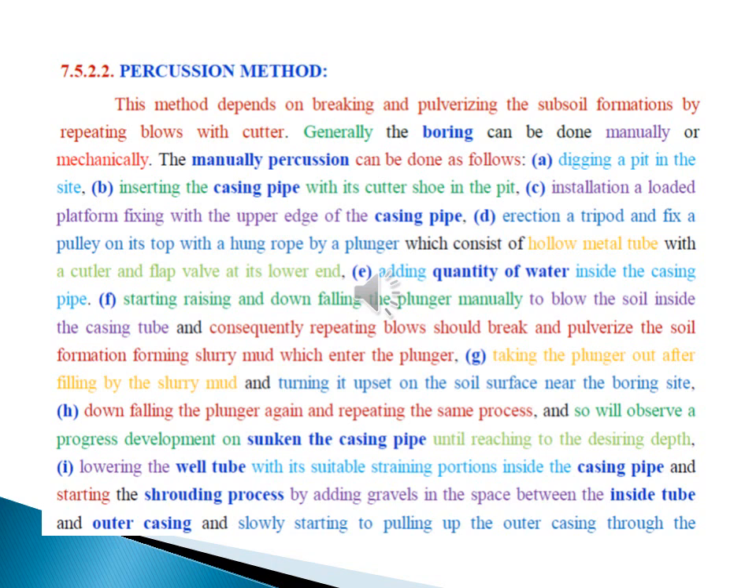Percussion method. This method depends on pricking and pulverizing the subsoil formation by repeatedly dropping a block with a cutter. Generally, the drilling can be done manually or by machinery. The manual percussion can be done by following some procedures as shown in front of you. Follow it by yourself, it is so clear.